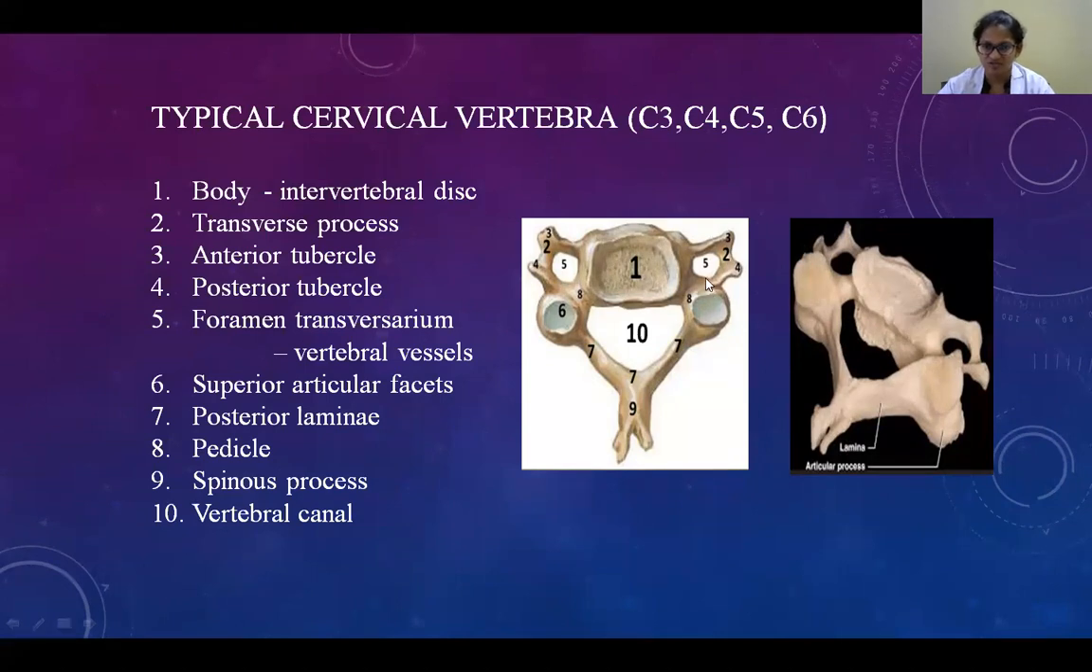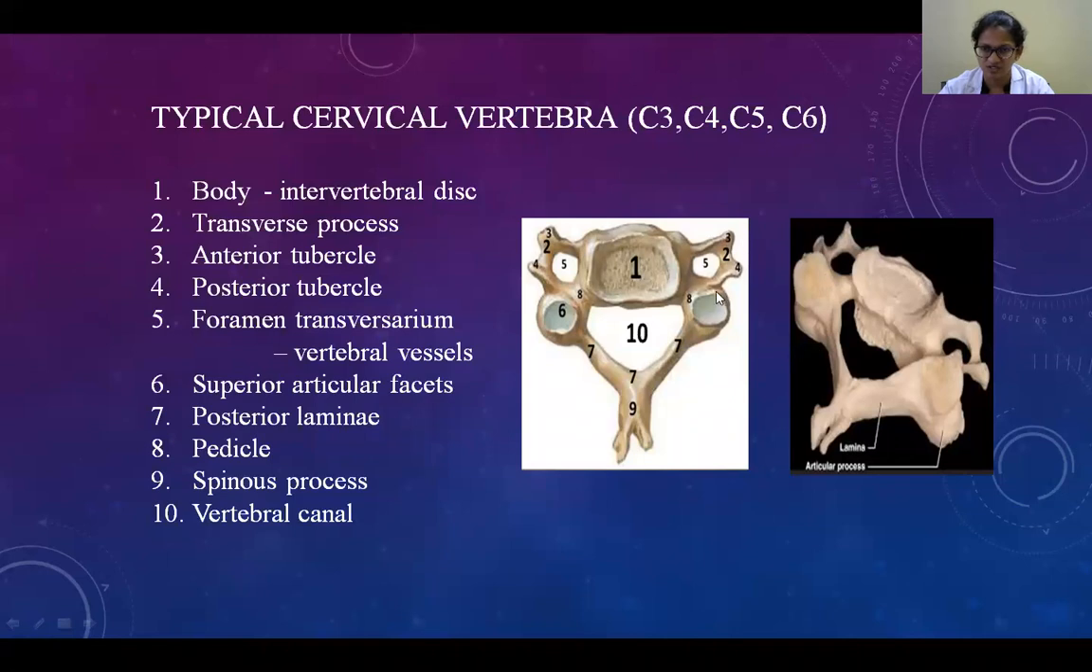In the transverse process, there is a small foramen. This foramen is called the foramen transversarium. This is the unique feature of the cervical vertebra. The transverse process of the cervical vertebra is pierced by the foramen transversarium, which allows passage for the vertebral vessels, vertebral artery and vertebral veins.